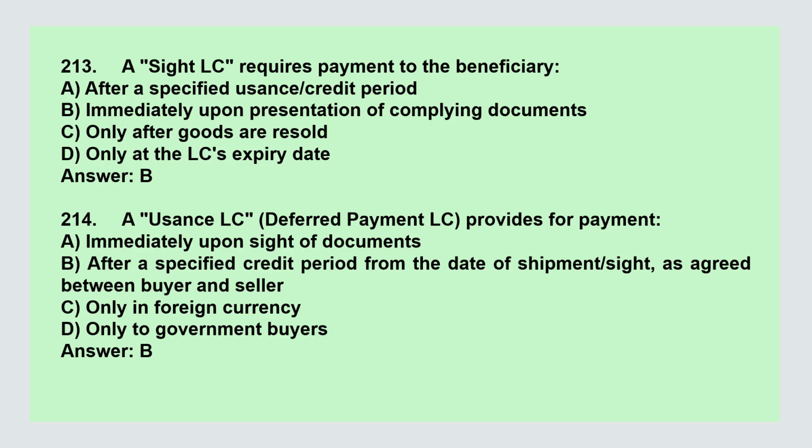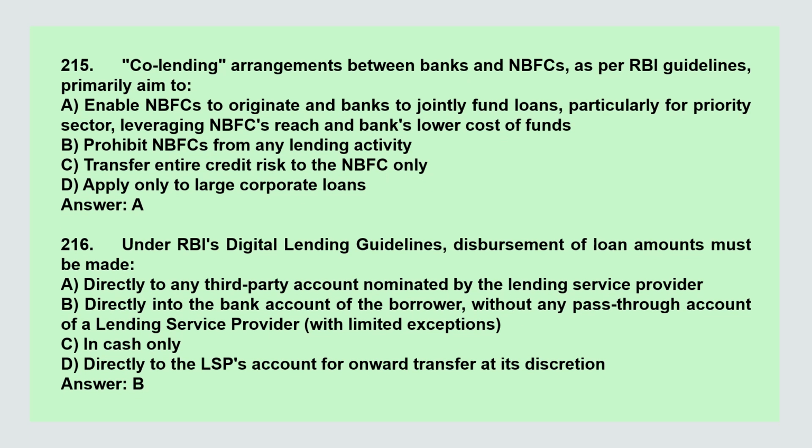A sight LC requires payment to the beneficiary answer B: immediately upon presentation of complying documents. A usance LC, deferred payment LC, provides for payment answer B: after a specified credit period from the date of shipment, sight as agreed between buyer and seller. Question: Co-lending arrangements between banks and NBFCs as per RBI guidelines primarily aim to answer: enable NBFCs to originate and banks to jointly fund loans, particularly for priority sector, leveraging NBFCs' reach and banks' lower cost of funds.